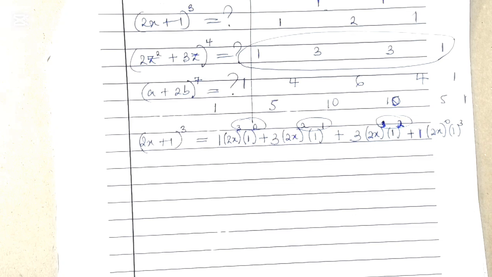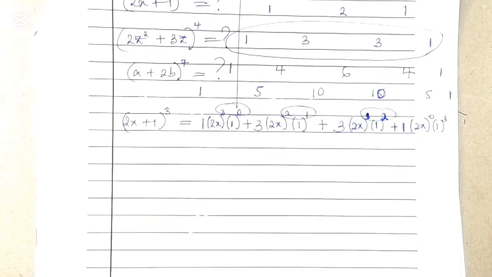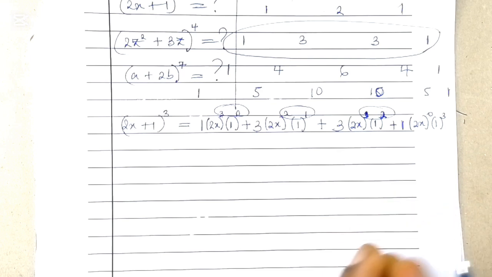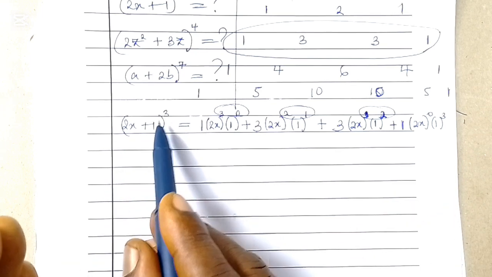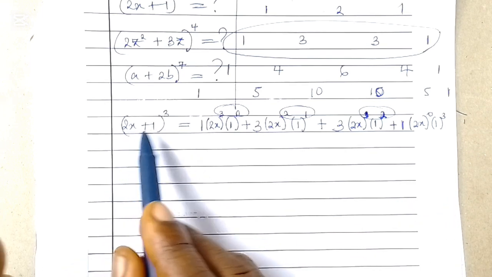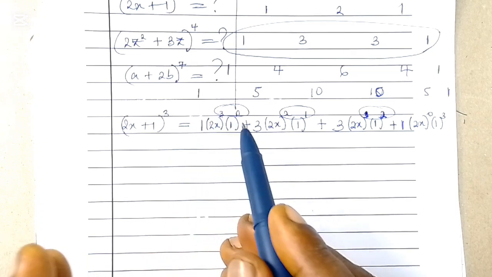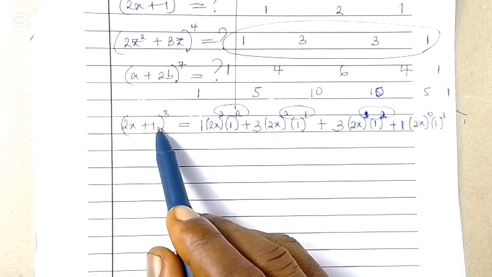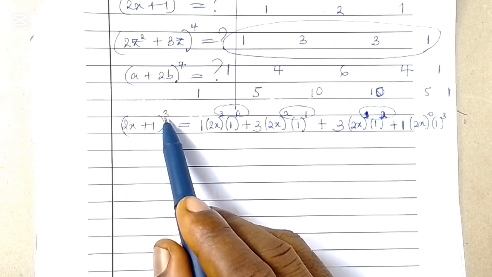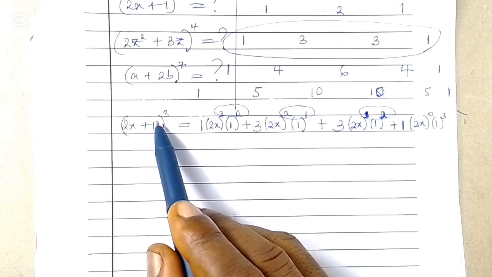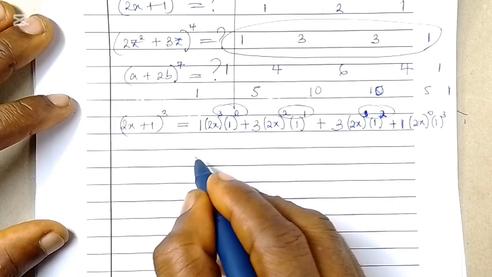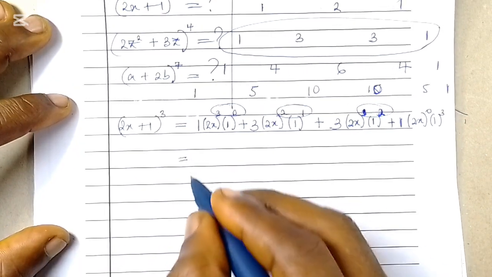So, what have we just done? We have just obeyed the rules that as you move from left to right in the expansion, the power of the first variable takes the highest power and keeps decreasing by 1 through each term, while the second variable starts with 0 and keeps increasing by 1 to the highest power. So, once you do this, you can now simplify.